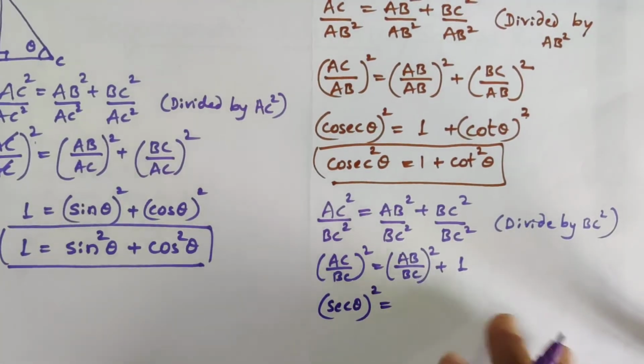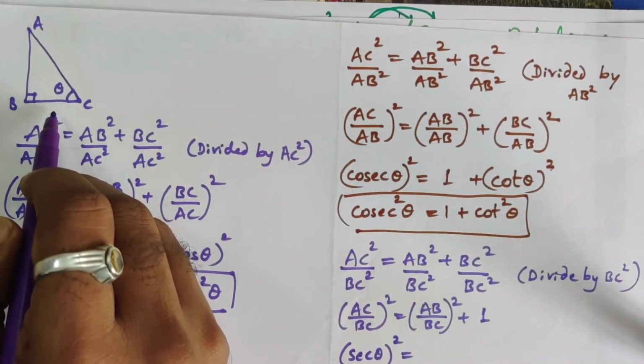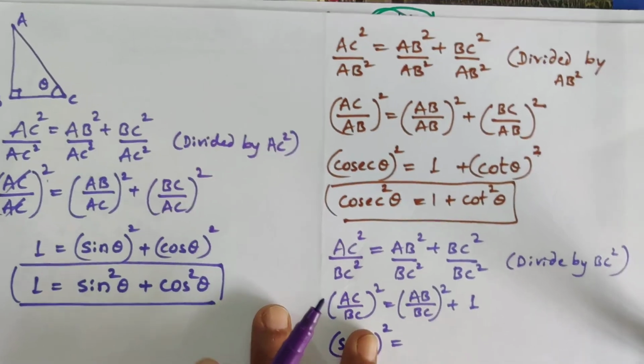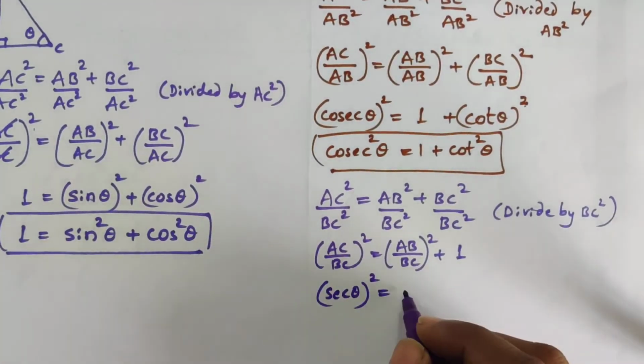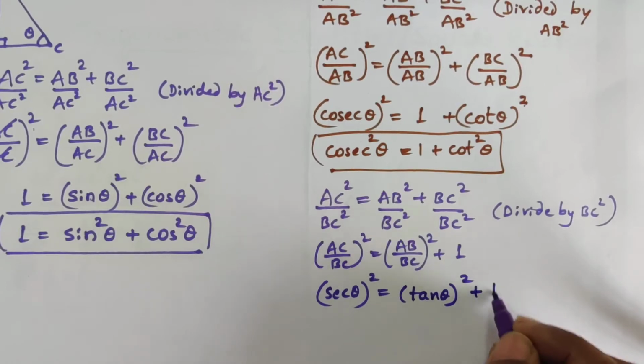Then AB by BC, let us see. AB is opposite, BC is base. Opposite by base, you know directly, it is tan theta whole square plus 1.